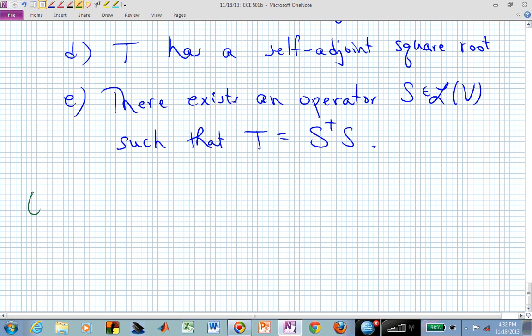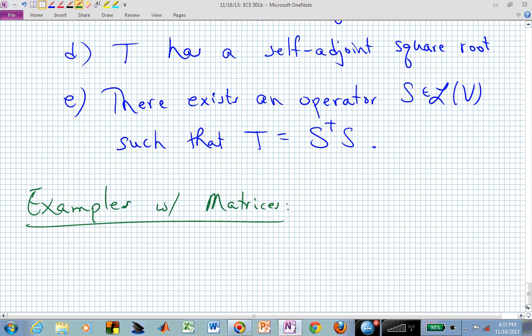Let's look at some examples before we get into the proof, just so that we can start to maybe think about what this means instead of just going through the proof and you're going, I don't know what all this means. So let's give some examples, let's say, with matrices. And these examples are going to be square roots of positive matrices.